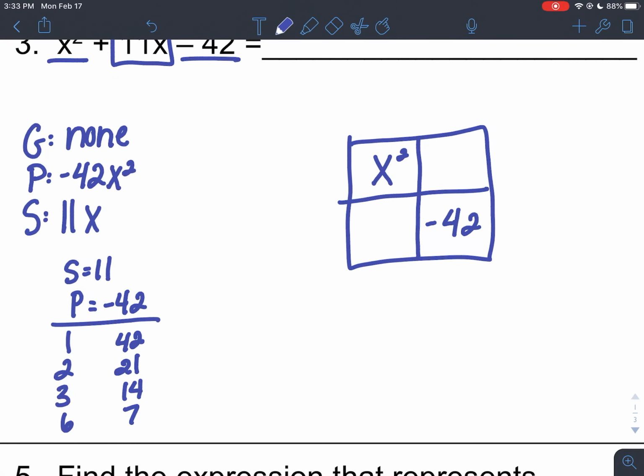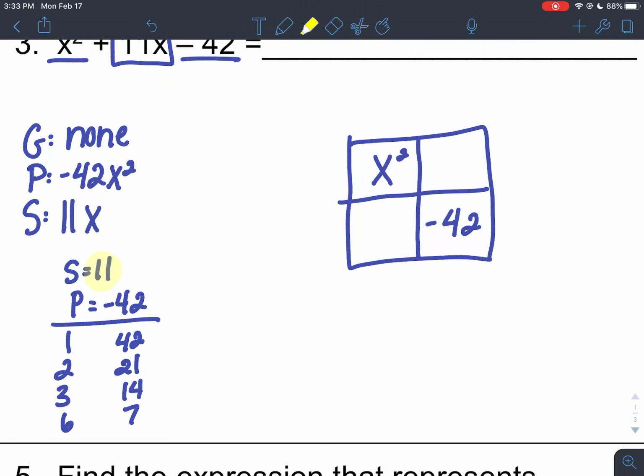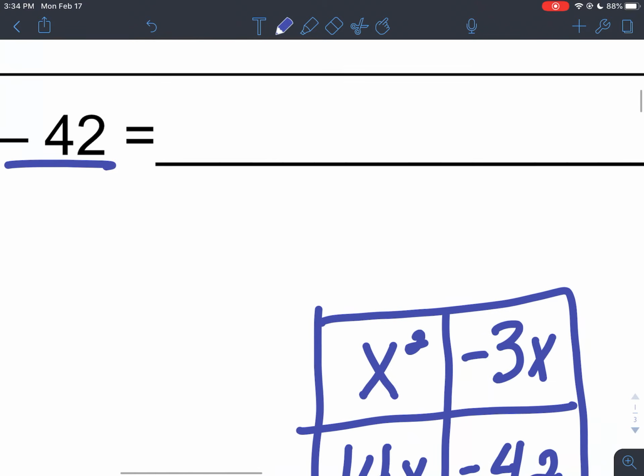Since I have a negative product, that means my signs are going to be different. My bigger column needs to match the sign of my sum. Since my sum is positive, all of these are going to be positive, but we need different signs, so that means my smaller column will be negative. Here we see that negative 3 and 14 add up to 11. So I'm going to plug them in. Doesn't matter where they go. And I'm adding an x to them.